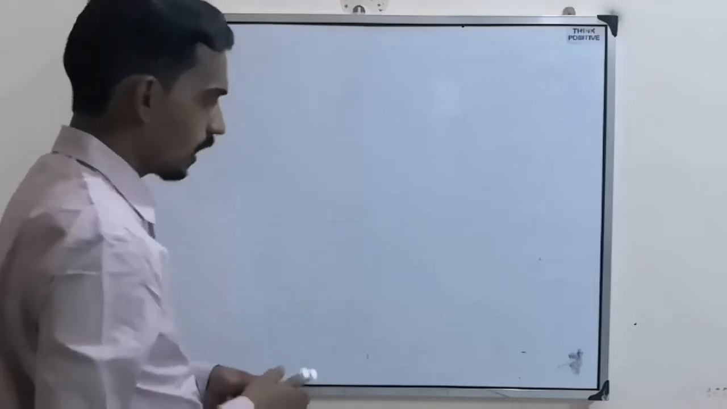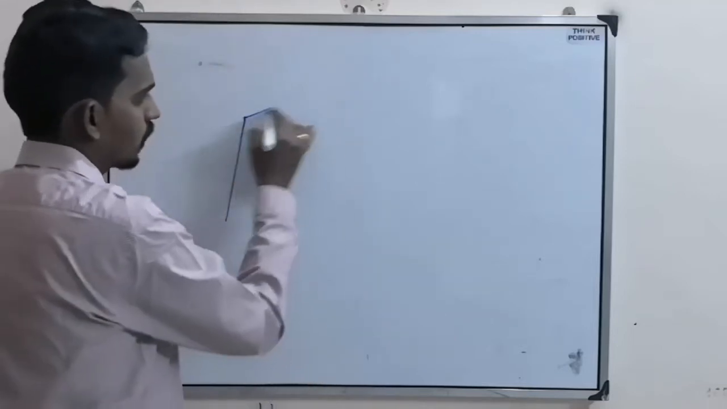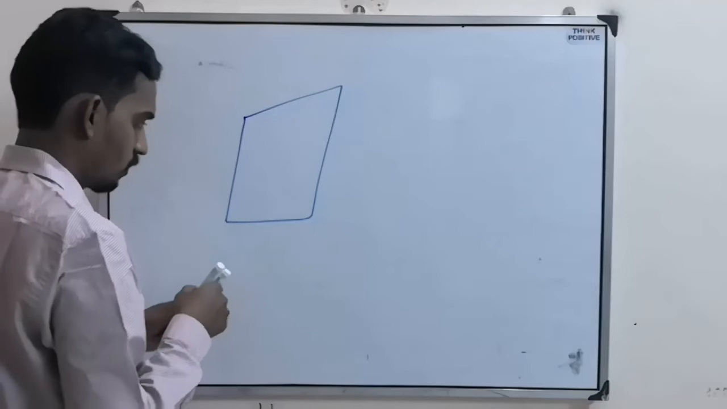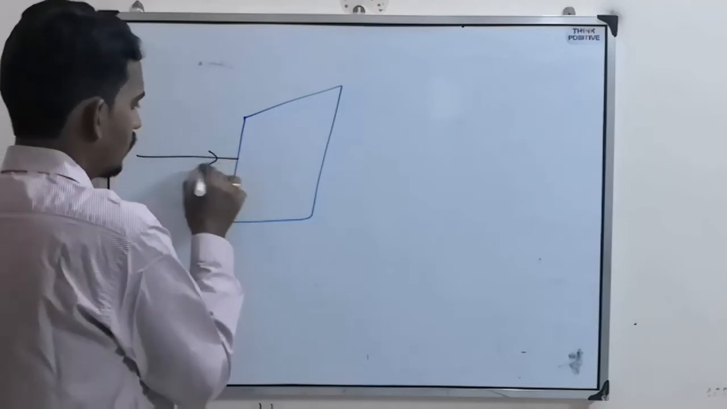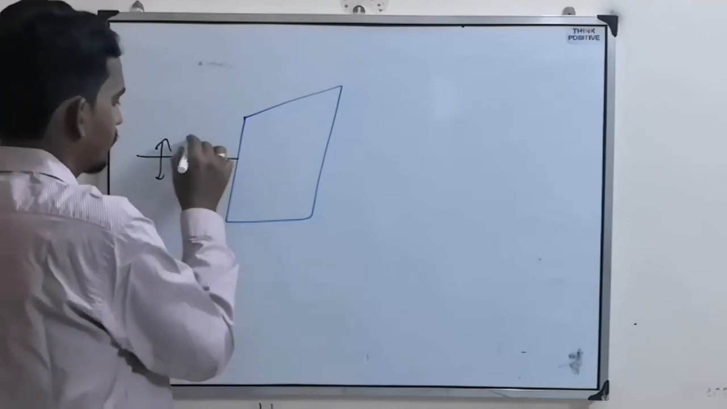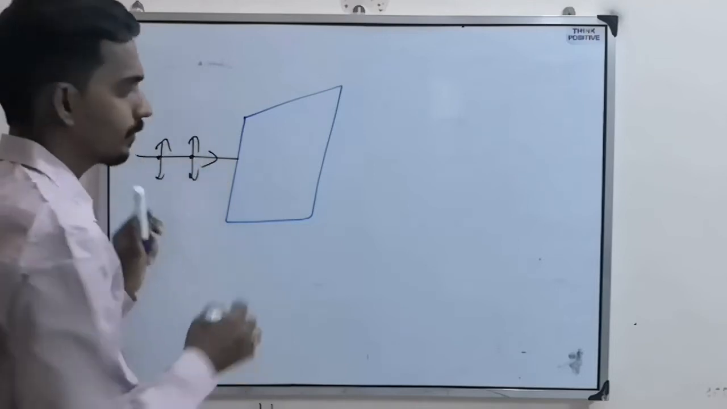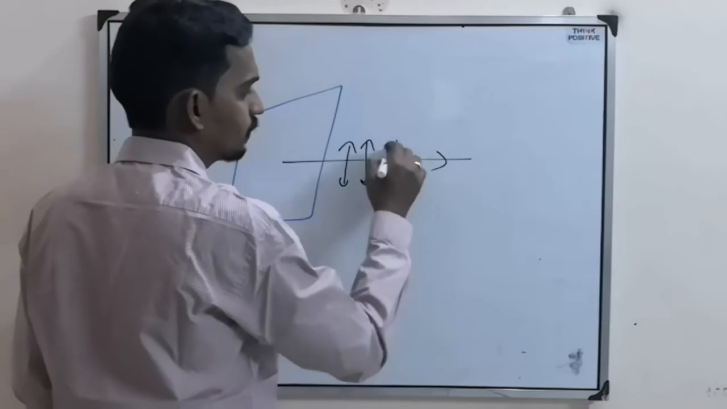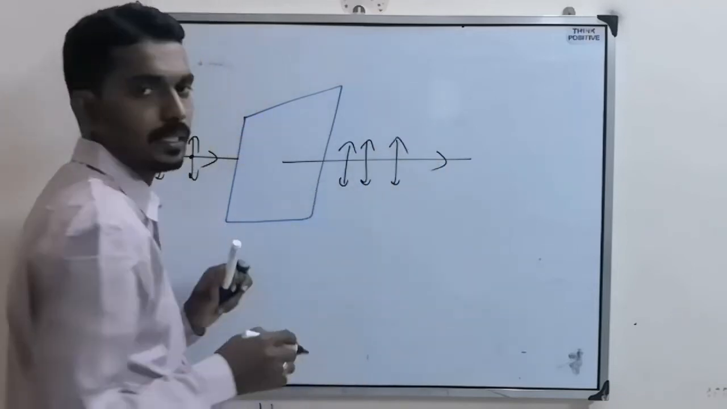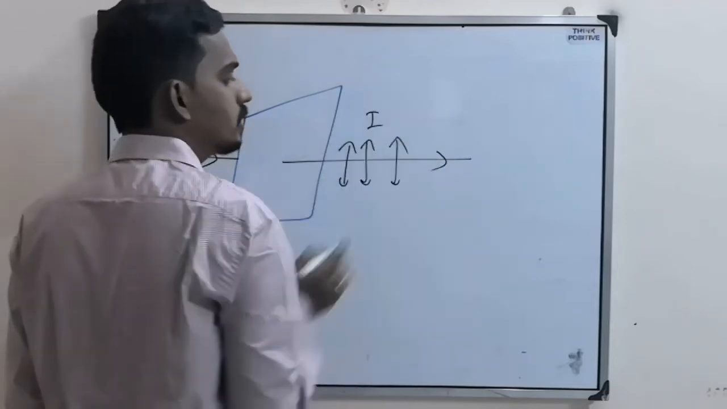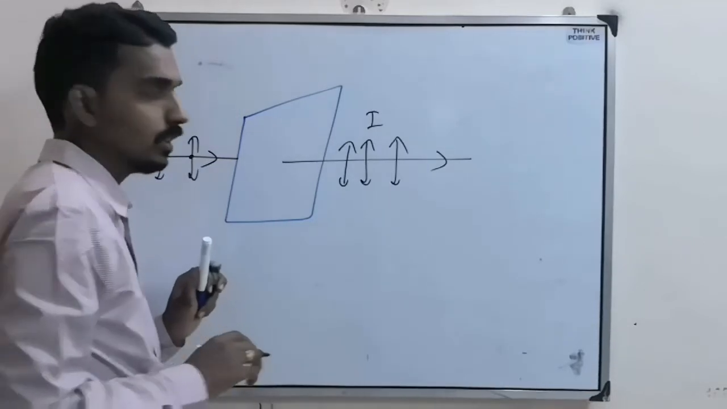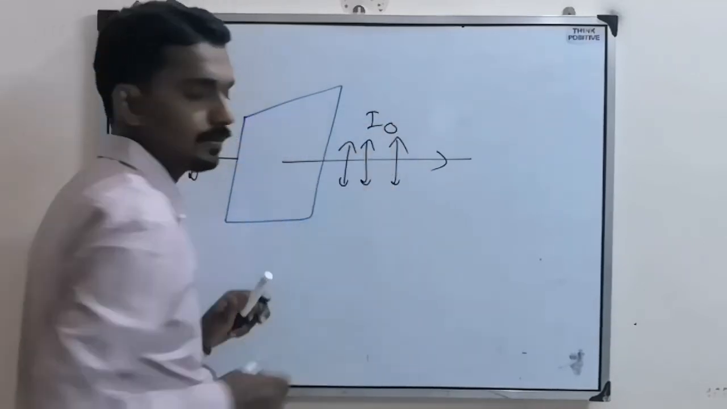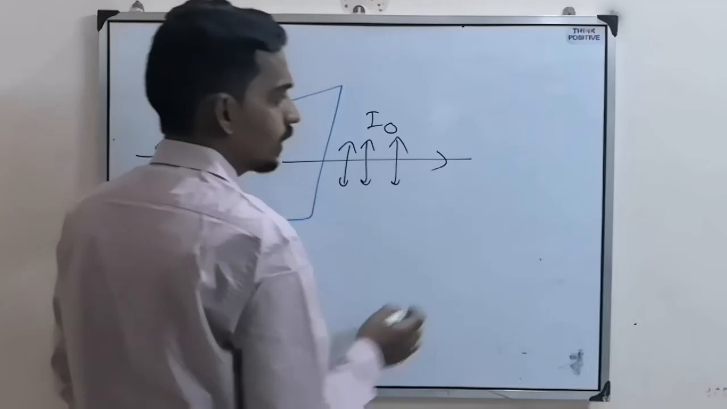So here what they will ask is, suppose there is a polarizer. Now one unpolarized light falls on it, with some intensity. Now here polarized light will come out, with some intensity. Let's take this is I naught. So this is the polarized light intensity.